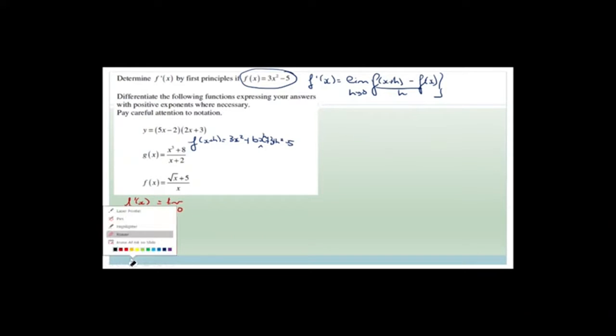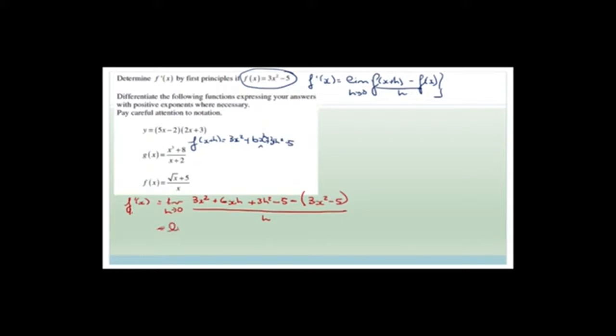Okay, f of x plus h is given by 3x squared plus 6xh plus 3h squared minus 5, minus, always remember your minus, and then it becomes 3x squared minus 5, all divided by h, which becomes the limit as h tends to 0 of 3x squared plus 6xh plus 3h squared minus 5 minus 3x squared plus 5. And see how wrong you would have got it if you didn't put your brackets in. You would have had minus 3x squared, possibly minus 3x squared minus 5, all over h.